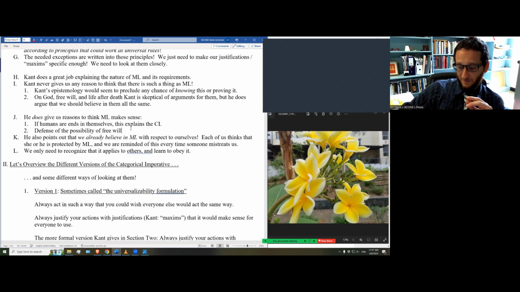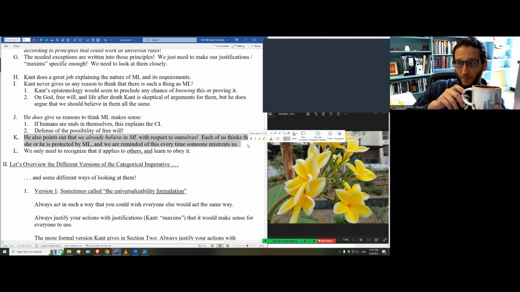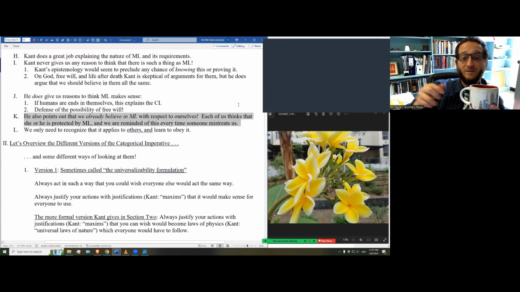So the other thing I need to mention is, if human beings are ends in themselves or have their own inherent value, dignity, worth, that explains the categorical imperative. And connected to this is this brilliant observation from Kant. He points out that you already believe in moral law. Everyone who doubts moral law actually believes in moral law, except what we do is we believe in moral law with respect to ourselves.